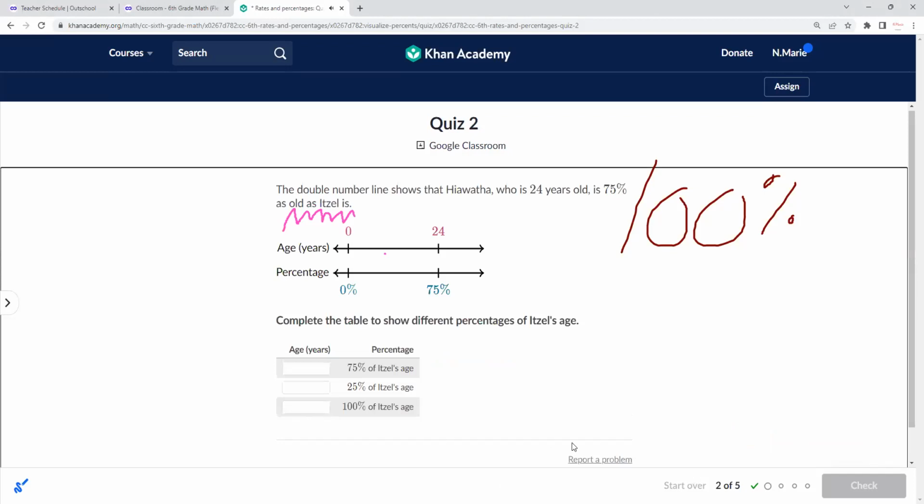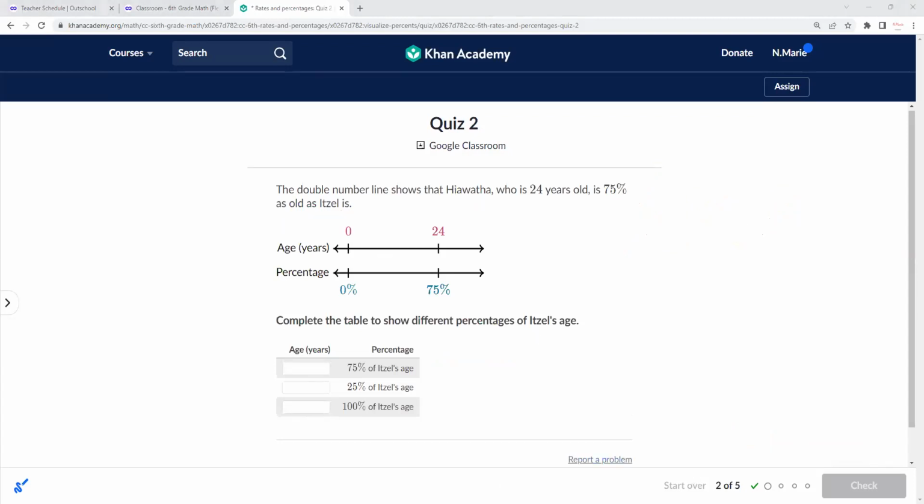The double number line shows that, I'm not sure how to say that name. They always put the hardest names on here. Who is 24 years old, is 75% as old as Itzel. Complete the table. Okay, so 75% is 24 years old.